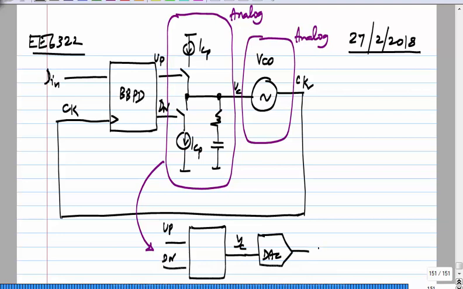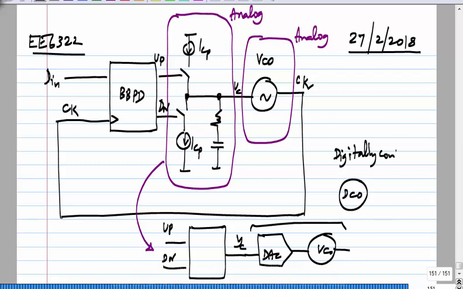This is one possibility. Or sometimes this whole thing can be replaced by what is called a DCO, a digitally controlled oscillator, where the input is some DC instead of VC and the output is a variable frequency signal. There isn't much difference between having a DAC and a VCO and a DCO. In a DCO, typically what you do is there is a capacitor or some component that determines the frequency, and then you split that up into some binary weighted parts so that itself behaves like a DAC. Okay.